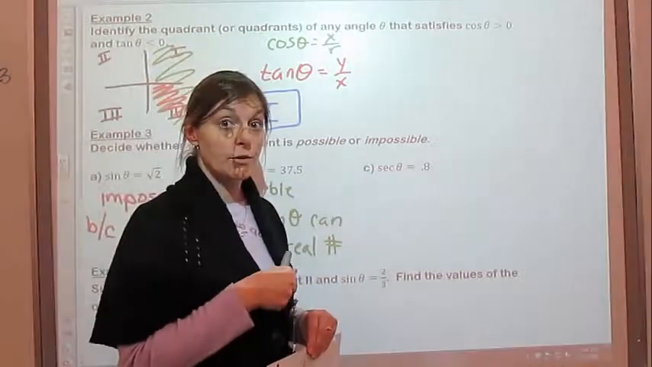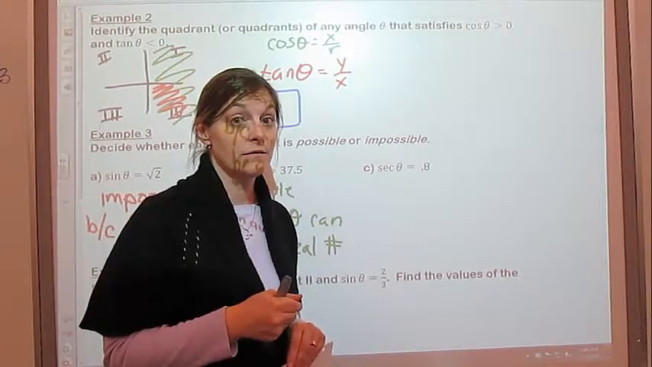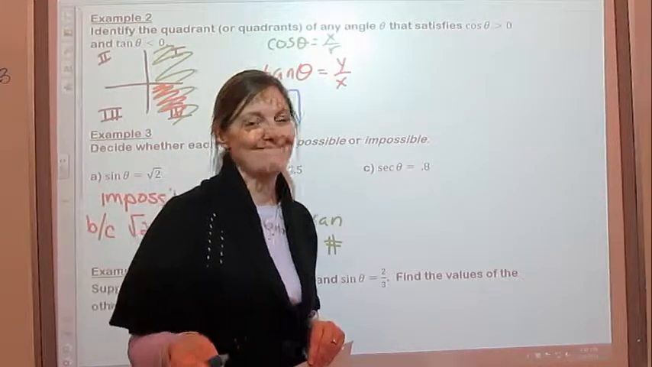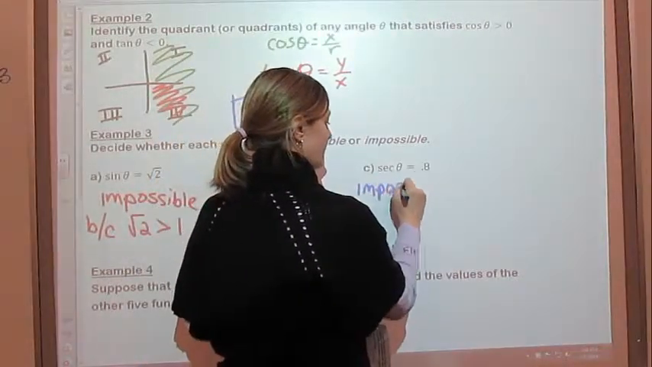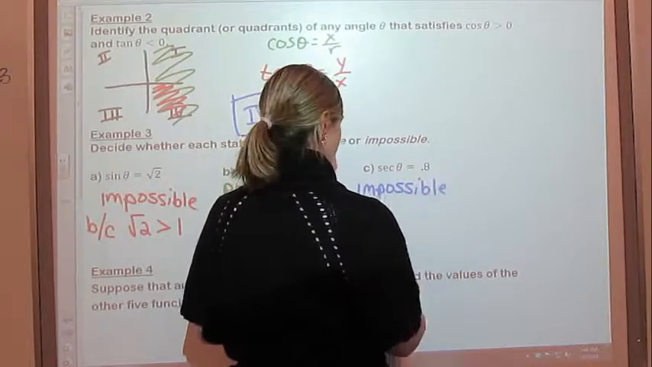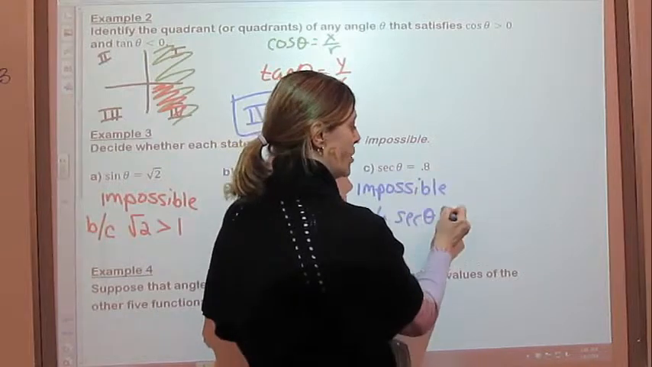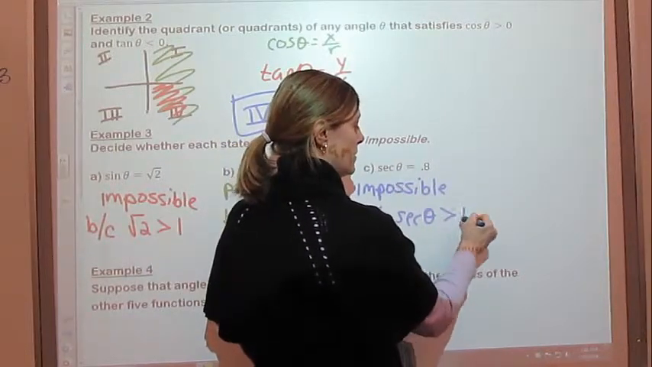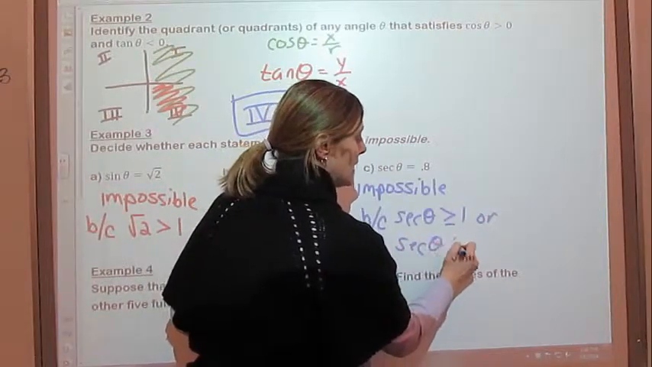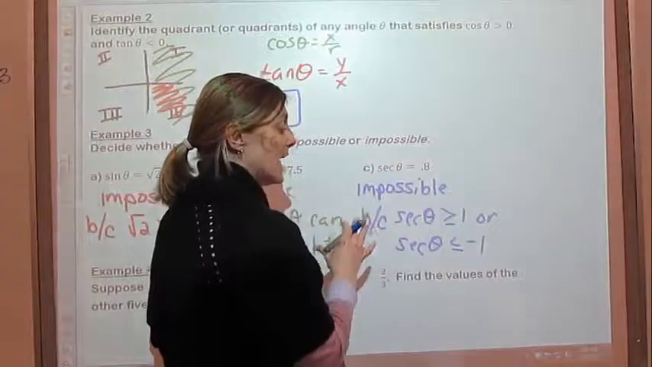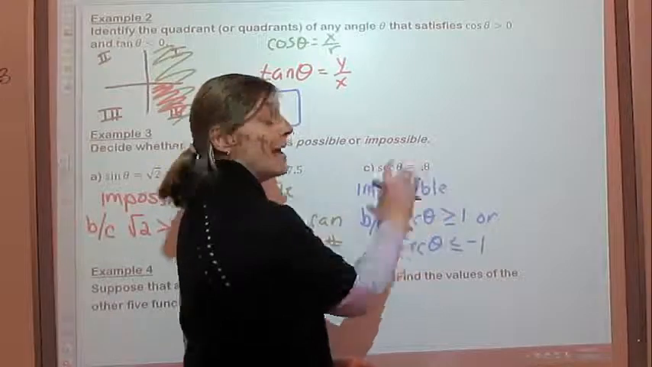Now remember your ranges. Can you have a secant value that is less than 1 and greater than -1? No, you can't. Okay, so this is impossible. And that's because the secant has to be greater than or equal to 1, or it has to be less than or equal to -1. And so it's got to be on the outsides of those numbers. It can't be in between -1 and 1, and 0.8 is.